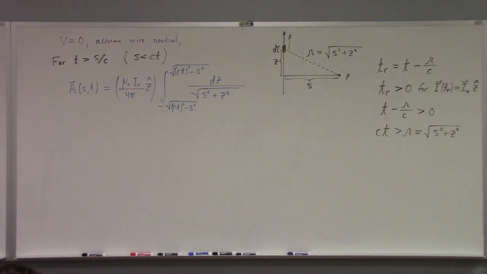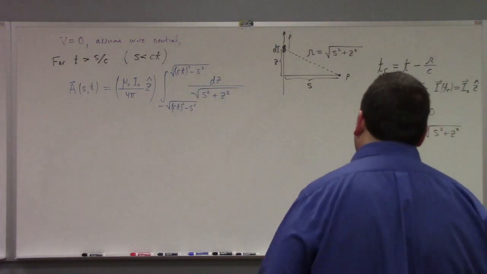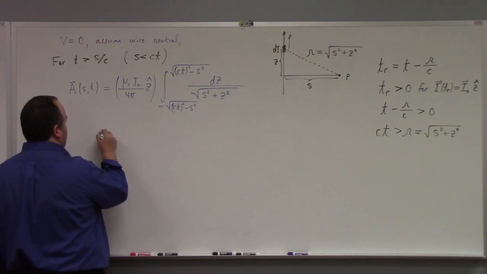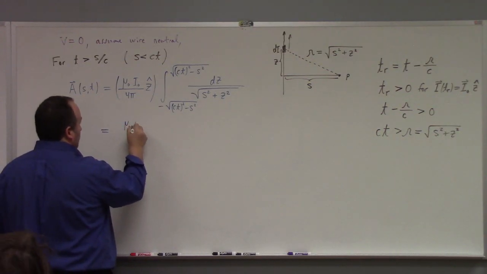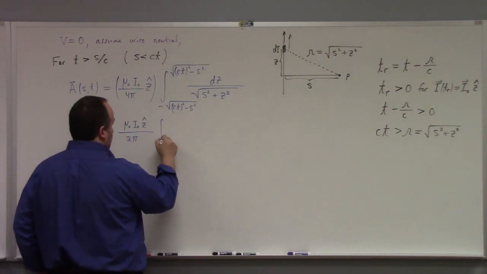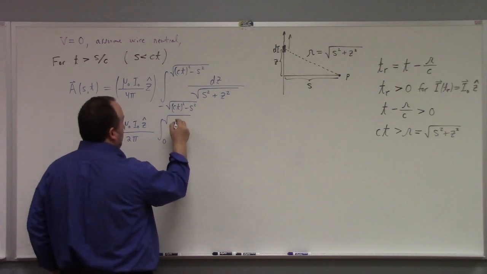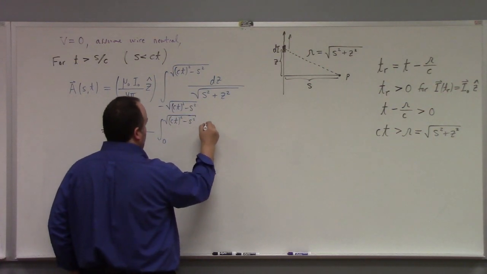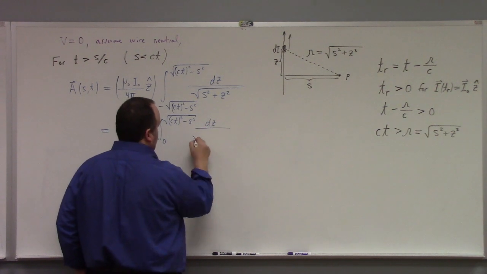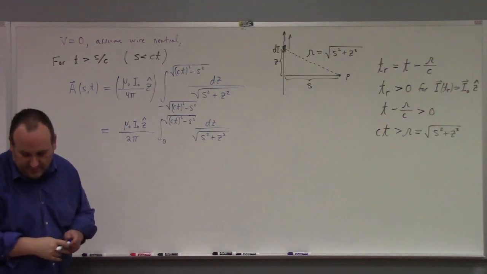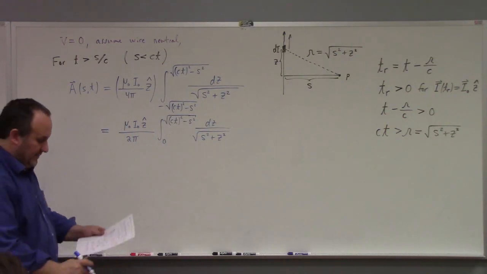As you guys know, I'm easily distracted. Now, I think we can make this integral easier, right? It's symmetric. We can just double it up, right? So just trade this out for mu naught I naught z hat over 2 pi, integral from 0 to the square root of ct quantity squared minus s squared, and then we got our dz over the square root of s squared plus z squared, which is a known integral, which I'm just going to write down if you guys don't mind.